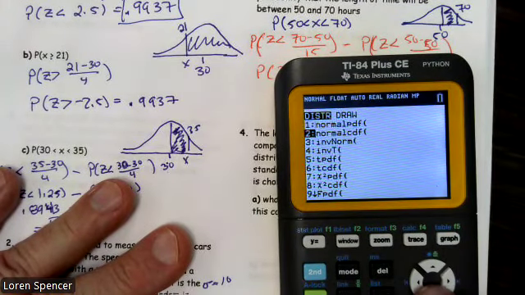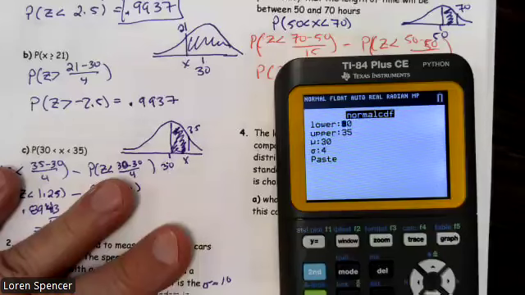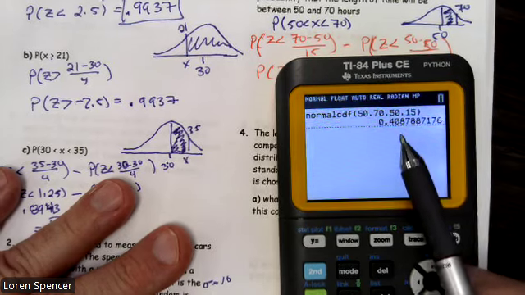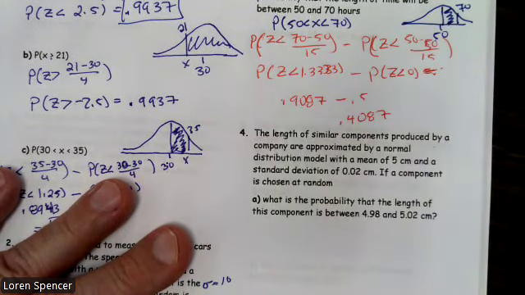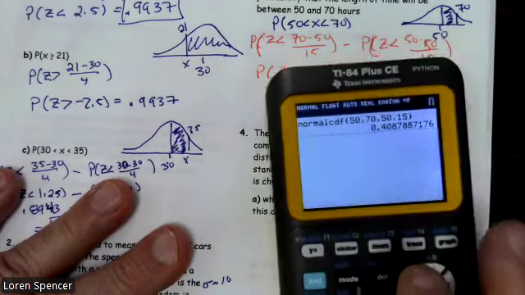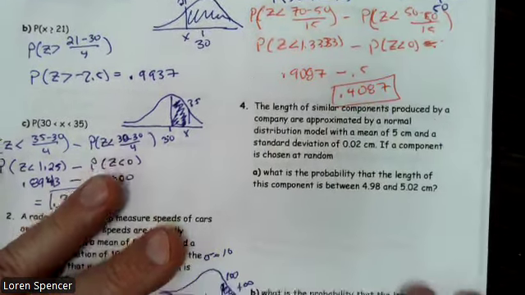2nd VARS, normalcdf. Only do this on a multiple choice. Don't do this on a test, at free response. 50, 70, mean of 50, standard deviation of 15, 0.4087. There it is. Just what we have. All right. But it's much faster that way, which is really important on a multiple choice.